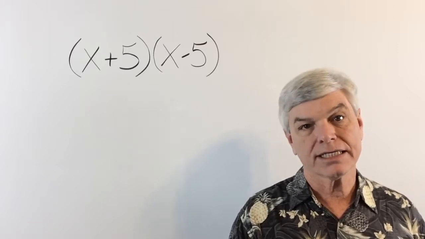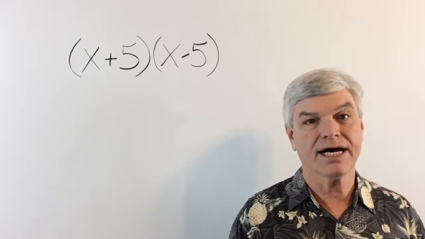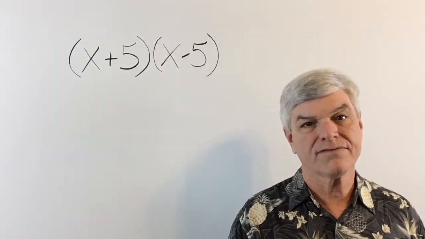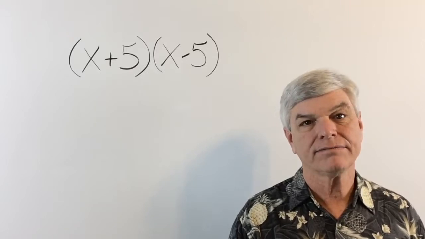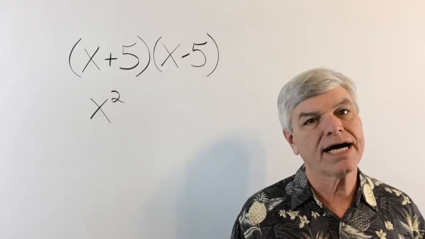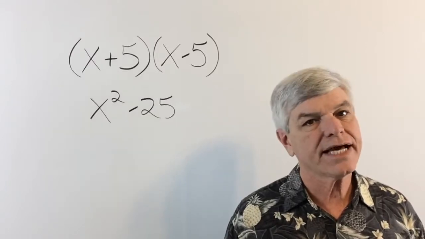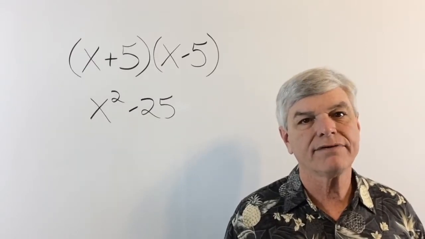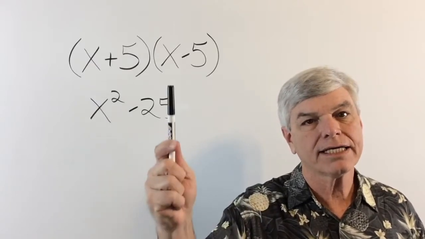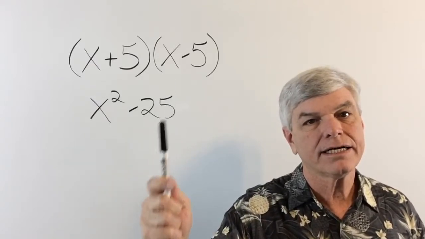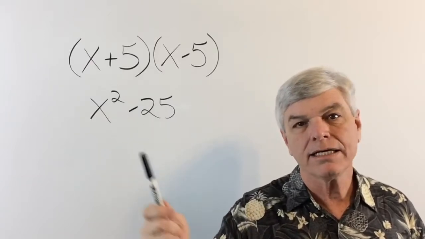And let's look at this, where we have x plus 5 times x minus 5. And this is how the difference of squares works. We're going to multiply x times x, and we're going to multiply 5 times negative 5. And that is the answer, x squared minus 25. And that only works when I have x, 5, 5.